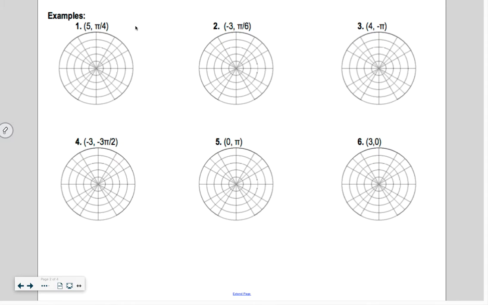In this example, if we have (5, pi/4), I want you to think about where the pi/4 line is. Okay, so this is the pi/4 line, and we're going 5 units along that line. Think about where that would be. We have 0 units, 1 unit, 2 units, 3 units, 4 units, 5 units. Is it right along the edge of that? Did you see that? It would be right there, that point. Zero would be right at the pole, then 1, 2, 3, 4, 5.